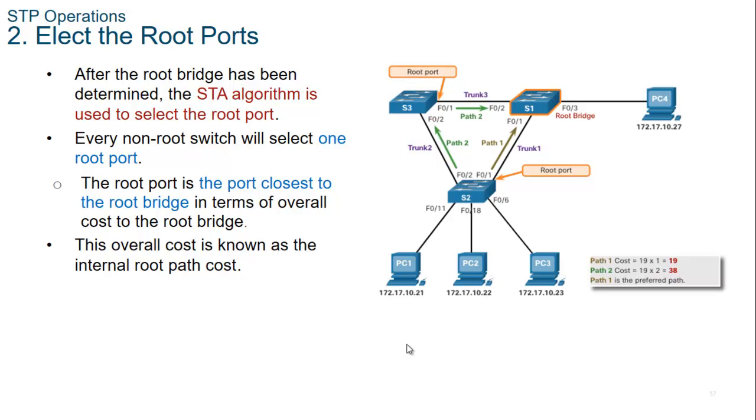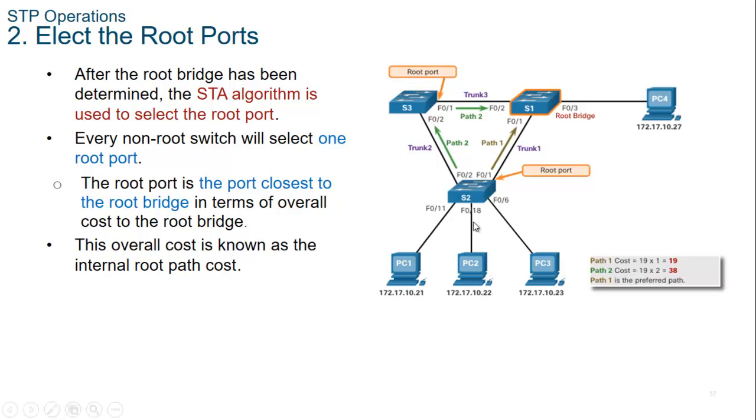After the root bridge has been determined, the STA algorithm is used to select the root port. Each non-root switch will select one root port. What it means is, in this example here, this is the root bridge, right? So S3 and S2 are non-root switches. So you have to elect a root port on switch 3 and a root port on switch 2. The root port is the port closest to the root bridge in terms of overall cost to the root bridge. This overall cost is known as the internal root path cost.